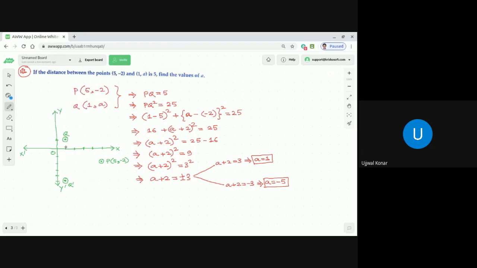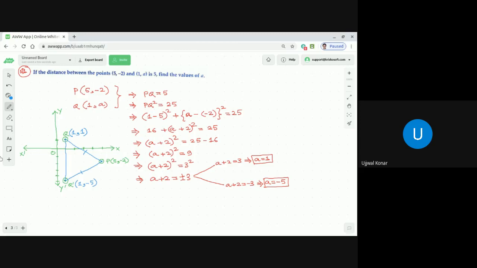if we draw a triangle, if we join them, what are you going to get? You get PQQ dash, an isosceles triangle, in which the distance from P to Q is equal to the distance from P to Q dash. So this point is 1 comma 1 and this point is 1 comma minus 5. So this is the justification for why it is possible to have two values of A keeping the distance the same.